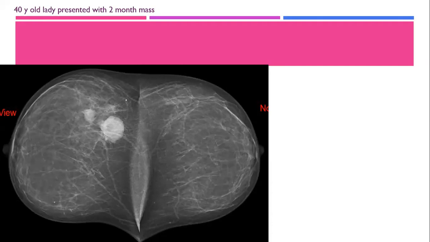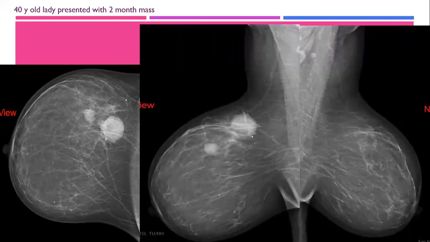So I need to see the MLO view first. Excellent, well done. You need to see the MLO. Yes, this is the MLO. What is this dot? It could be the marker for the site of the lesion. Excellent. This is a BB marker. Well done.